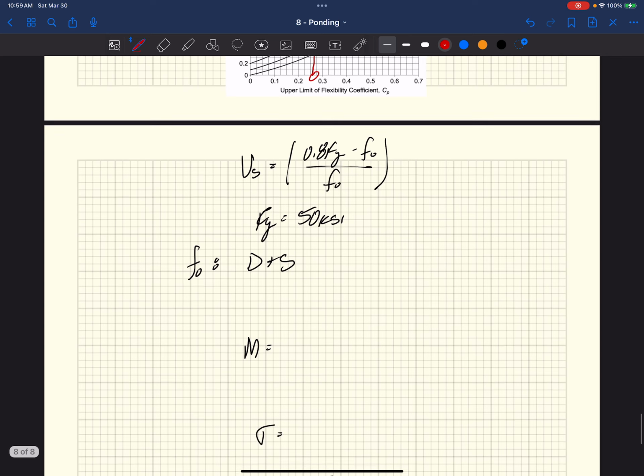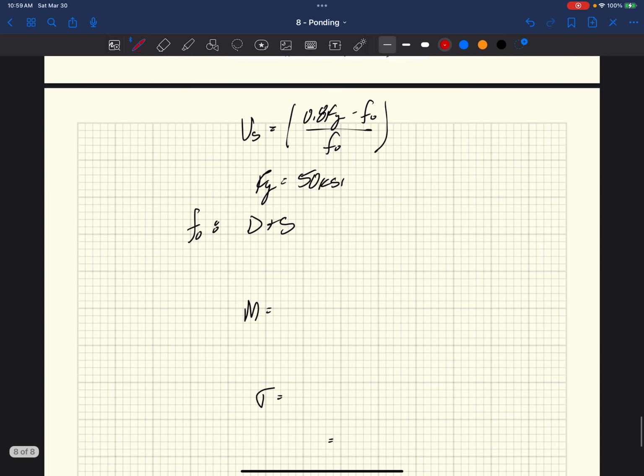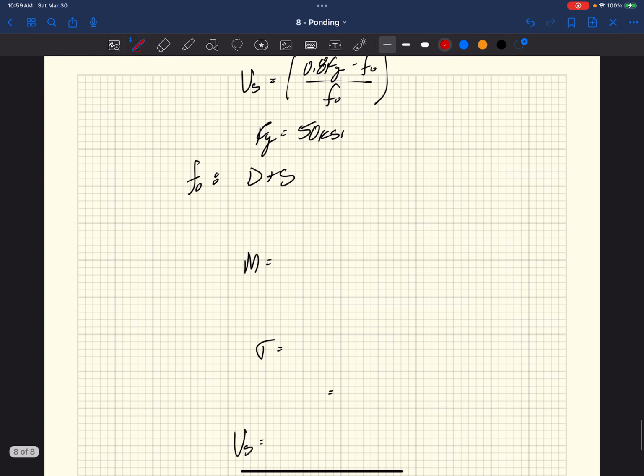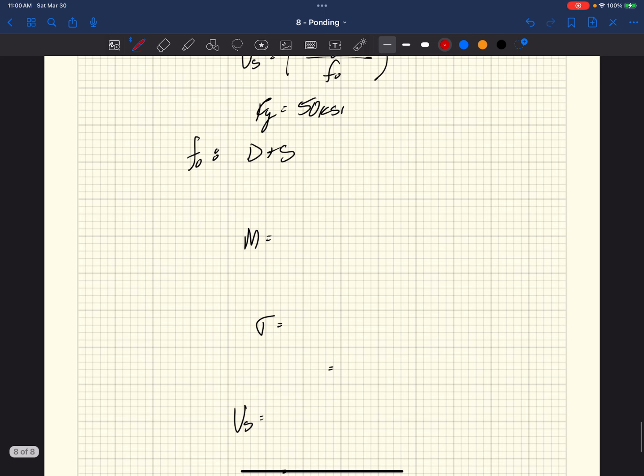So now we go to our U sub S. Same process here, right? 0.8 Fy minus F naught, over F naught. Fy is still 50 KSI for W18 by 40s. We do dead plus snow, so we get 20 pounds per square foot plus 40 pounds per square foot, times tributary width for one beam is 5 feet. We get 300 pounds per foot.